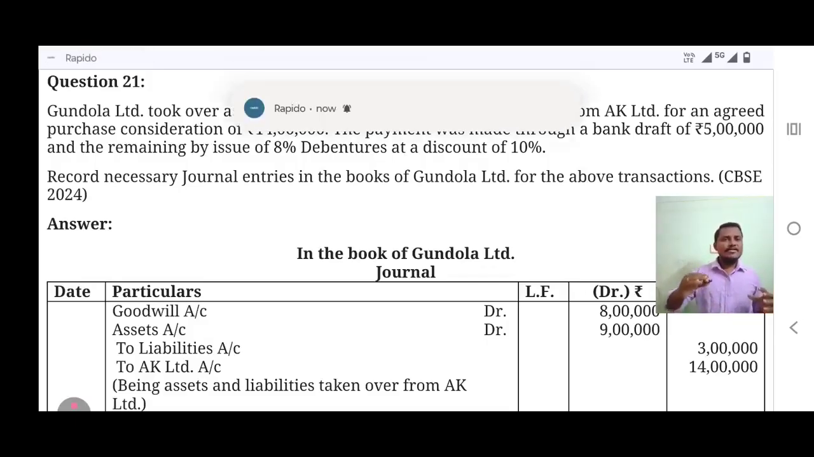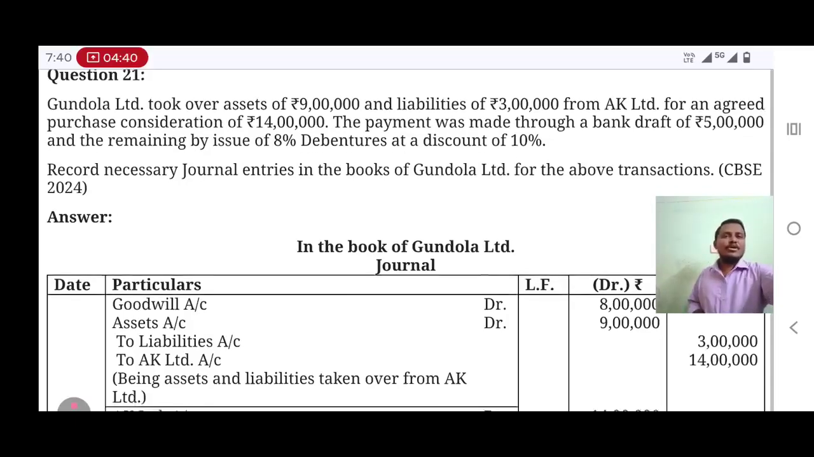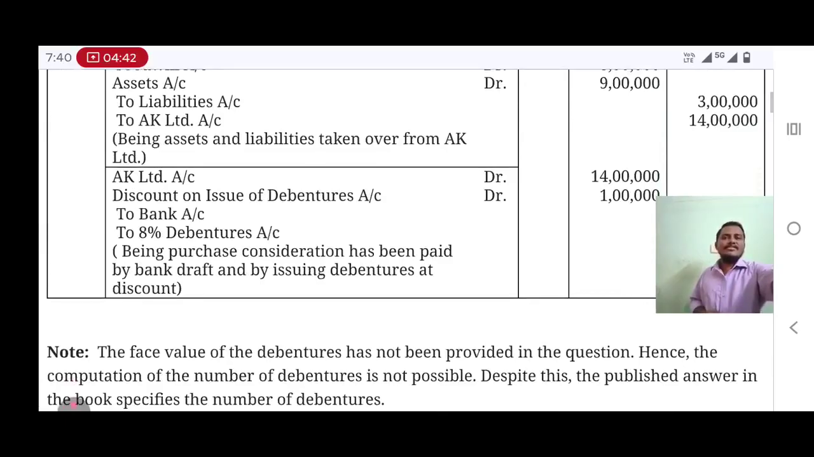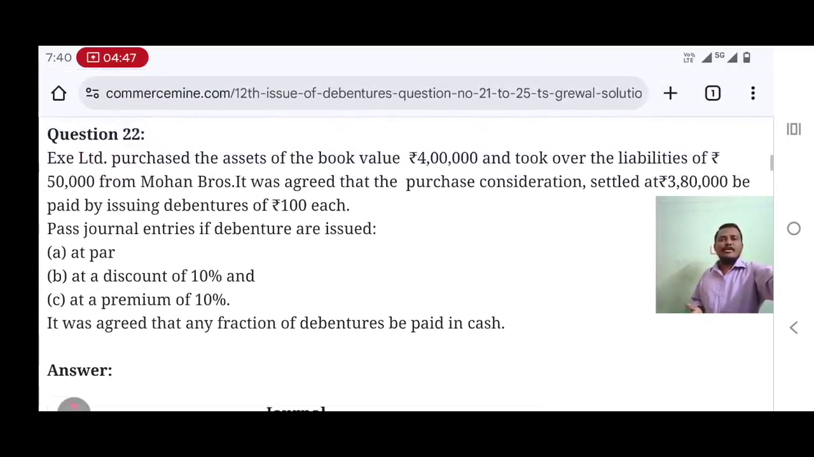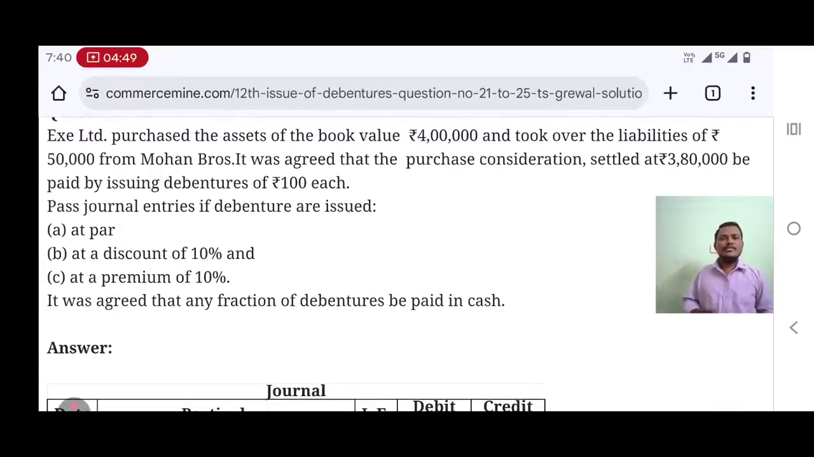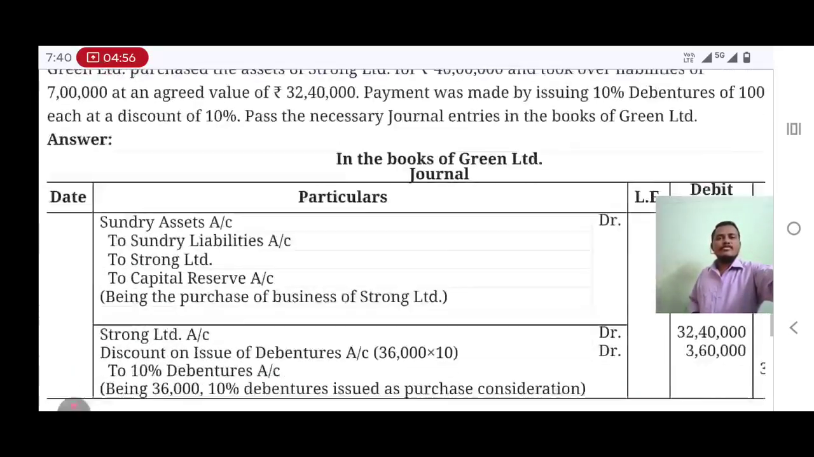There is a difference between the debit and credit side of the journal entry. You can say the difference is goodwill, because the debit side is falling short. If the credit side is falling short, you can say it is capital reserve. The next entry is the same. You are issuing debentures; you find the purchase consideration and the number of debentures and put the entry. That's all for the entry. Then I think this concept is also over. Then I will be moving to the next concept of debentures.